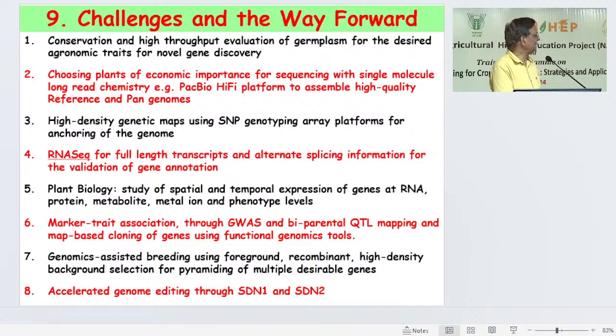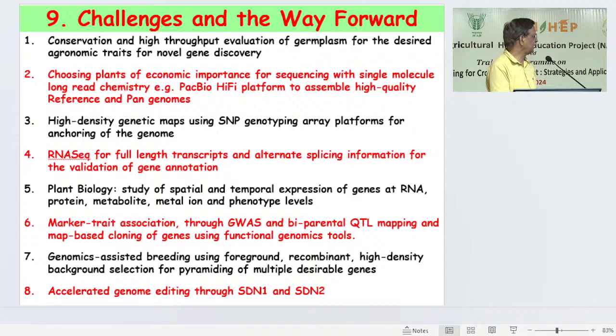Then we create high density maps, RNA sequencing, then plant biology. This is very important. All branches of biology are very, very important for gene discovery. Without all branches, you cannot discover genes. Without biochemistry, without physiology, without pathology, the traditional disciplines are equally important. Without traditional breeding, you cannot use these new tools. New tools are only modern tools to supplement the traditional disciplines.